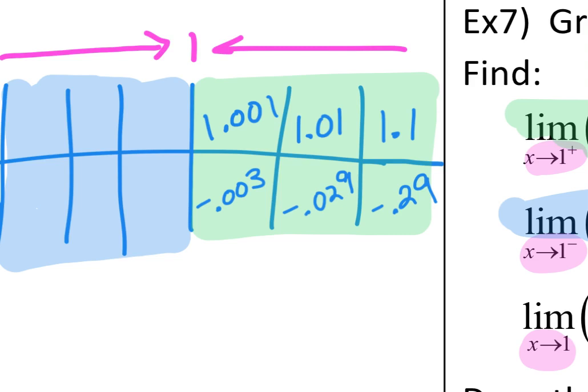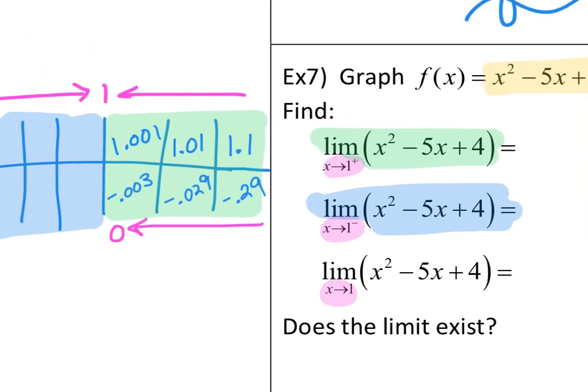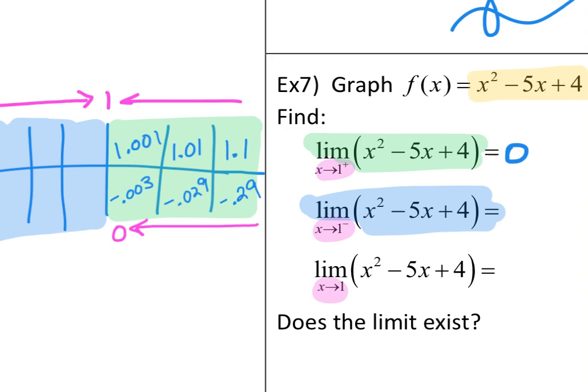And so these are the y values that you should get. And you will see that as x goes from the right toward +1, the y values approach 0. And so your answer here for the right-hand limit is 0.